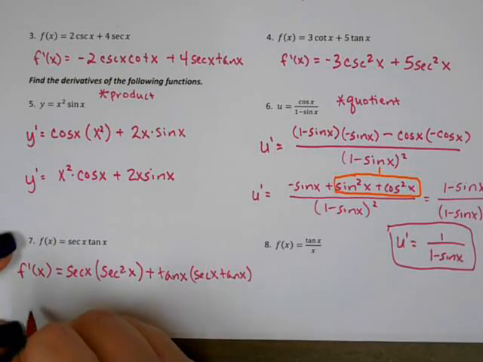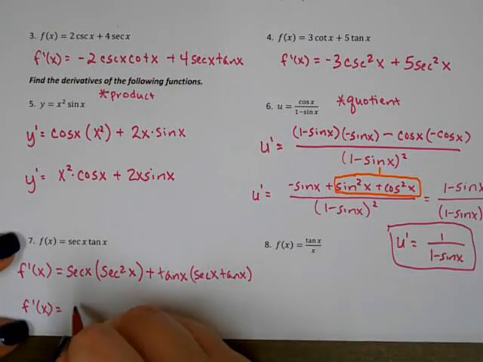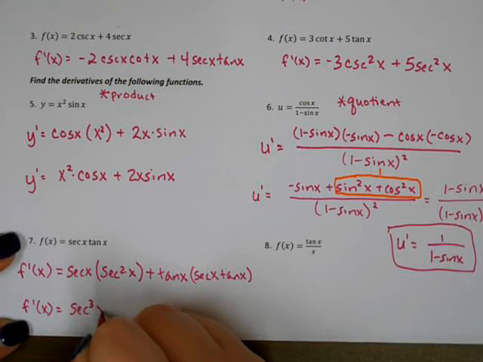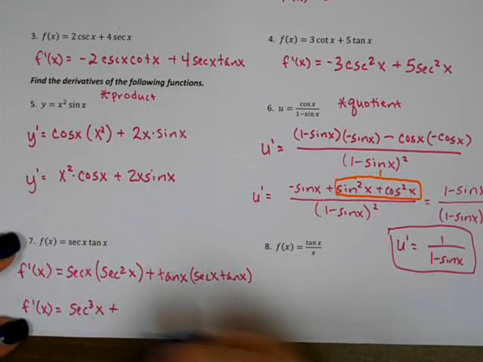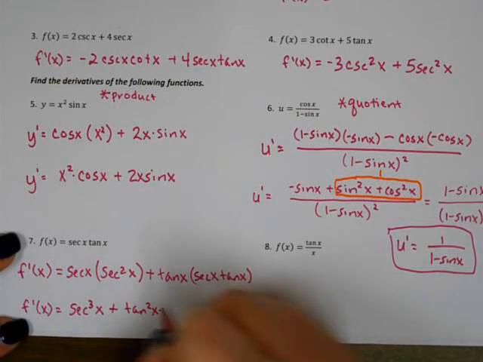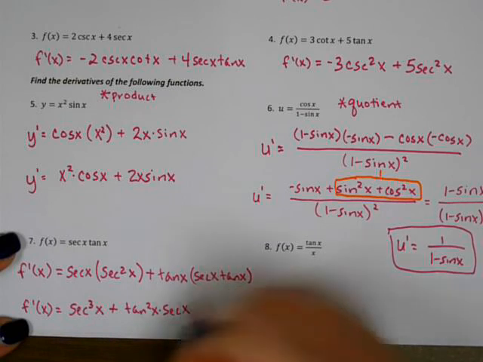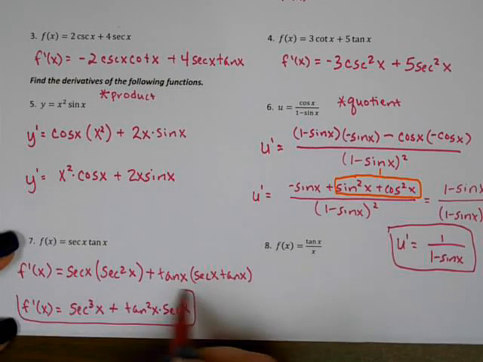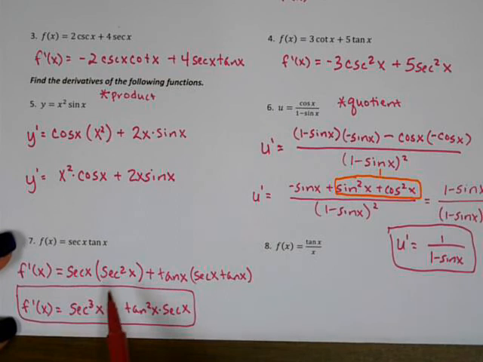And we're going to simplify that a little bit. So f prime of x is going to equal, let's see, that's secant cubed x plus tangent squared times secant. Again, for product rule, it doesn't matter what order we write these things in because it's all multiplication and addition here, so it doesn't matter the order.